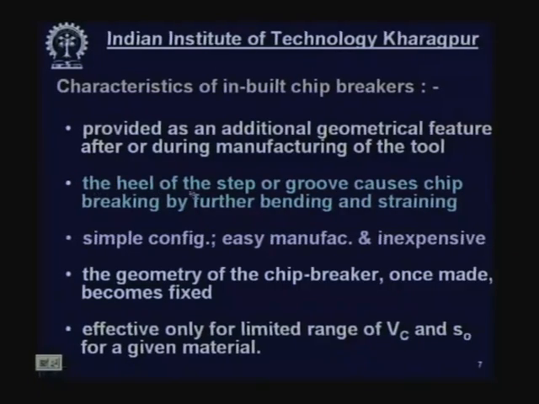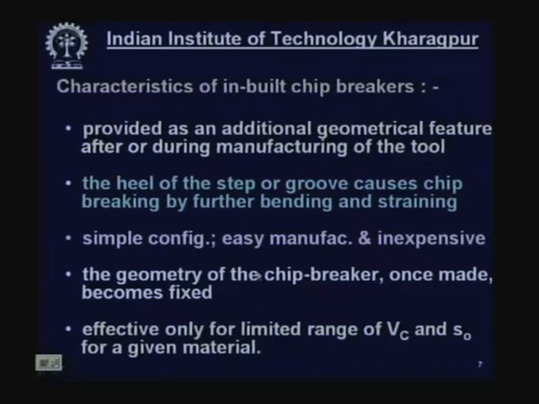Next, the heel of the step or groove causes the chip breaking by further bending and straining. So, this is an obstruction which further bends and strains the chip, which breaks into pieces. These inbuilt chip breakers are very simple in configuration with slight modification, easy to manufacture and inexpensive, cost is low. But the geometry of the chip breaker once made becomes fixed, that is the length of the groove, depth of the groove, that remains the same. Now, so that will be suitable for a particular radius of curvature of the chip.